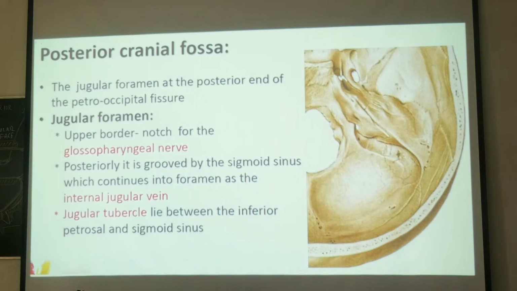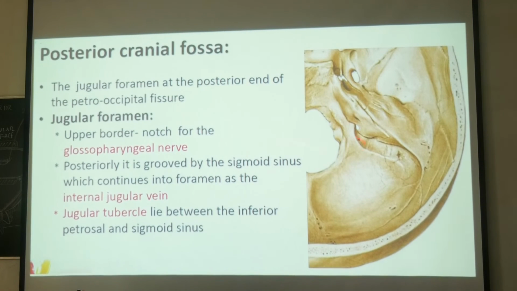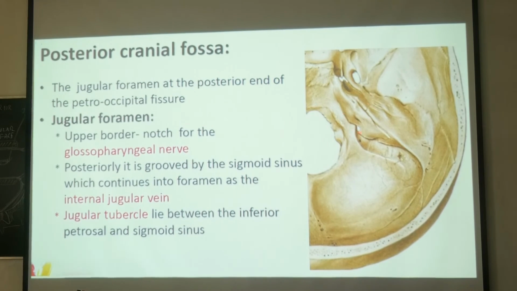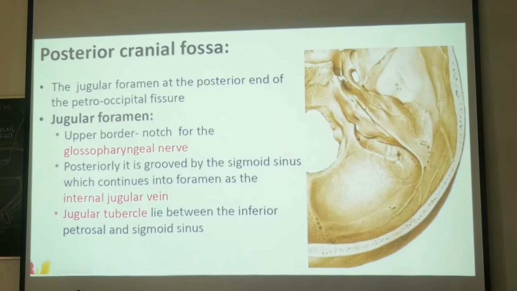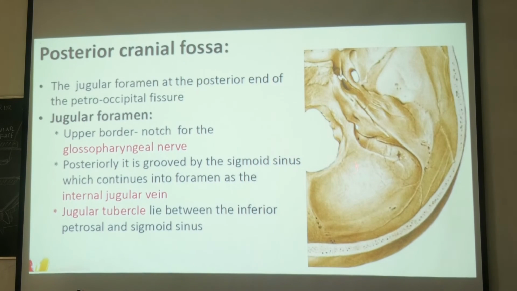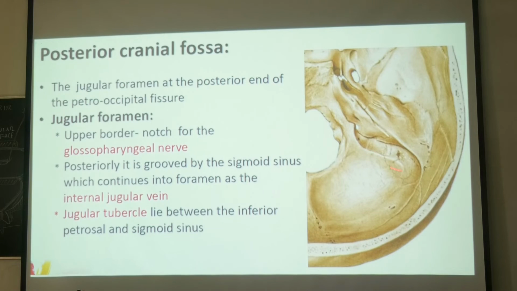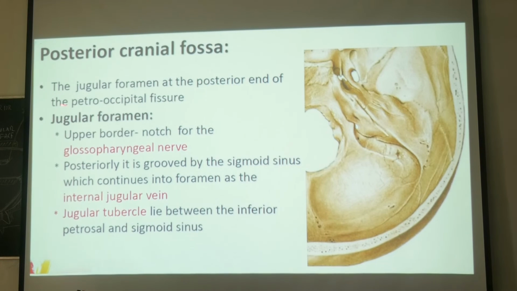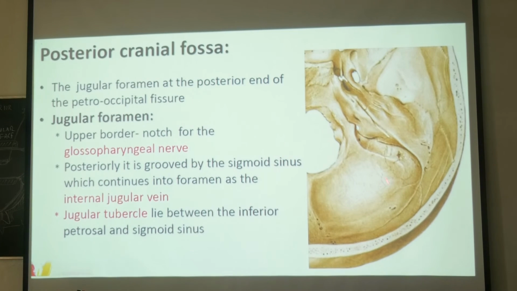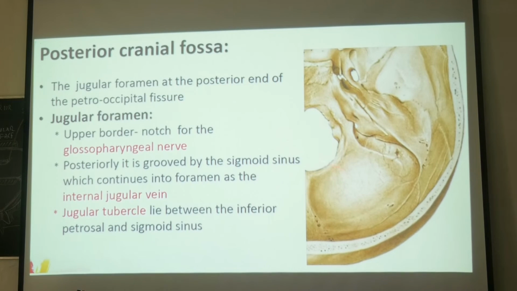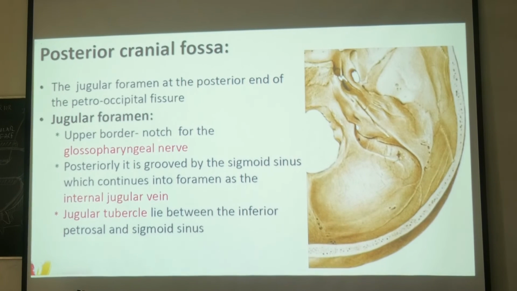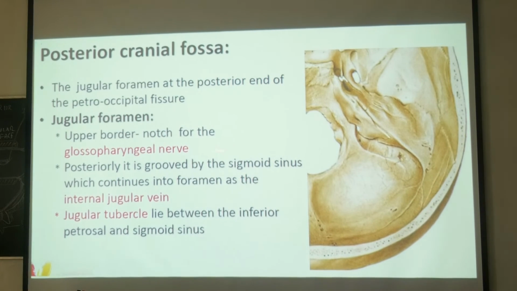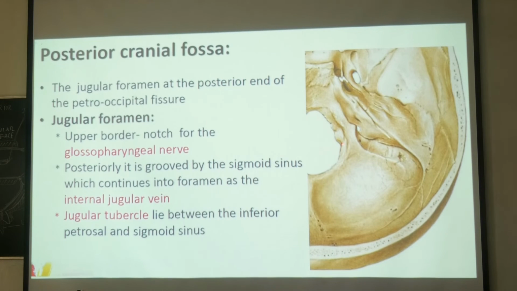Another is the jugular foramen. Here lies the jugular foramen. The jugular foramen lies at the junction between the petrous part of the temporal bone and the condylar part of the occipital bone, at the posterior end of the petro-occipital fissure, between the petrous temporal and occipital bones, hence the name petro-occipital fissure. The upper border of the jugular foramen has a notch for the glossopharyngeal nerve.